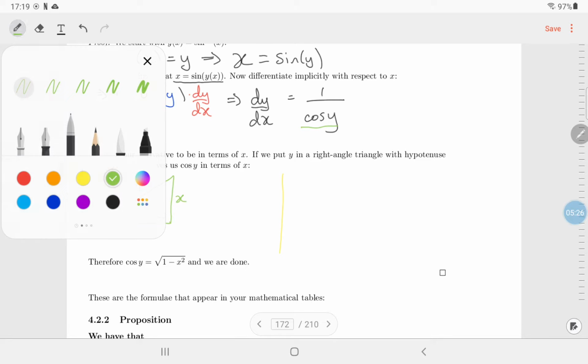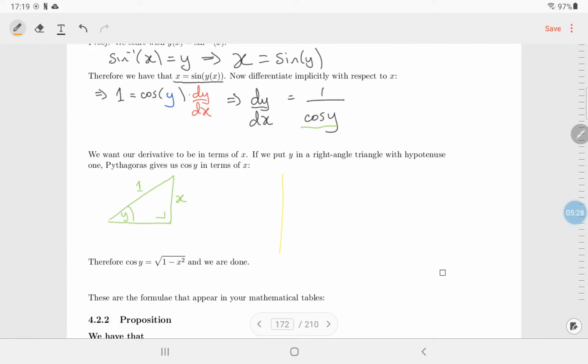Now if we do a little bit of Pythagoras, let's call this thing here a for adjacent. So we get 1 squared, the hypotenuse, is equal to the sum of the squares of the other two sides, x squared plus a squared. I'm trying to find cos of y, so I need to find a. I'm going to take away x squared from both sides. So I get 1 minus x squared is equal to a squared. And I'm trying to find a on its own.